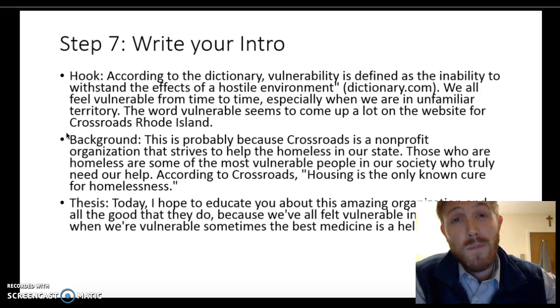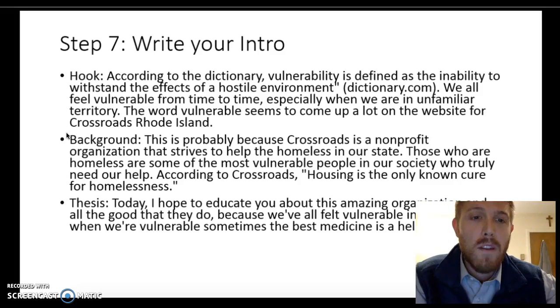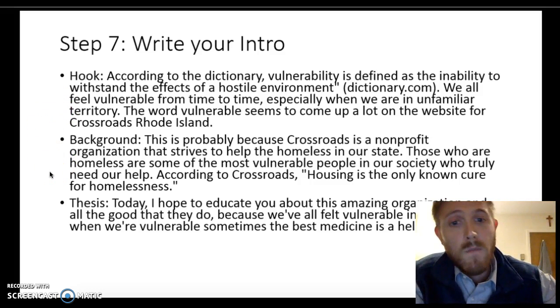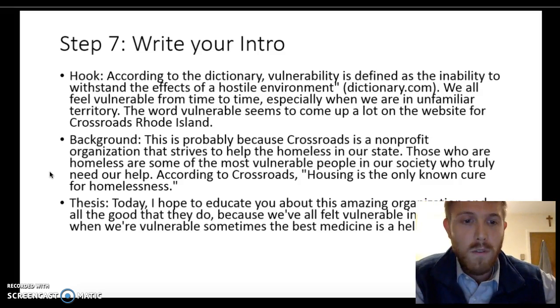So introduction follows a pretty standard format of hook, background, intro, and thesis. For my hook, I chose the definition of vulnerability, and I talked about what that means in relation to homelessness. Then I transitioned into some really quick background info on Crossroads. Not a whole lot because I spend a whole paragraph doing that later on.